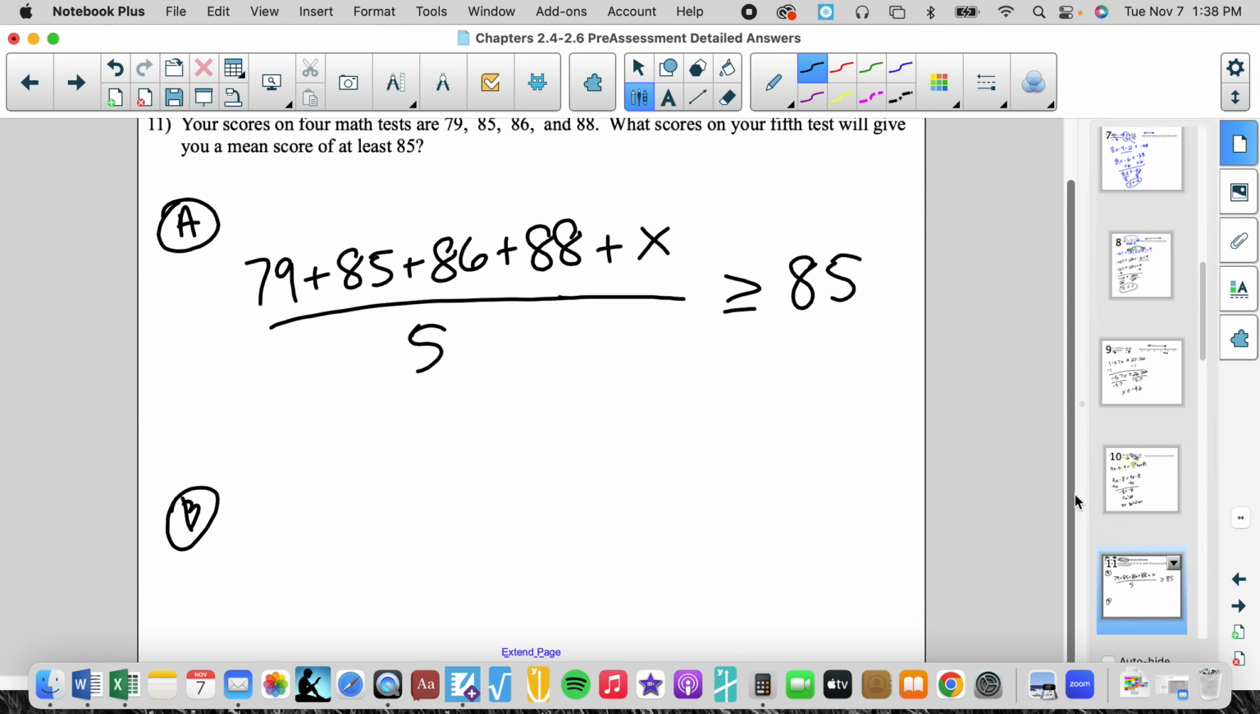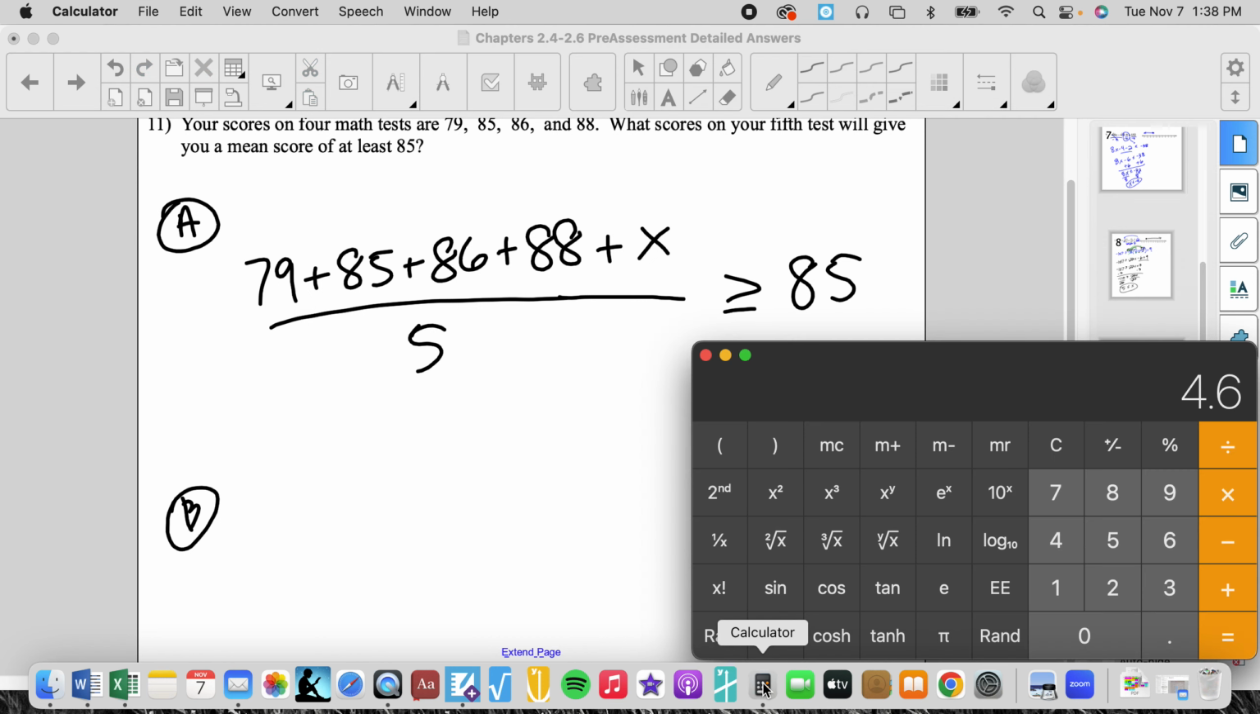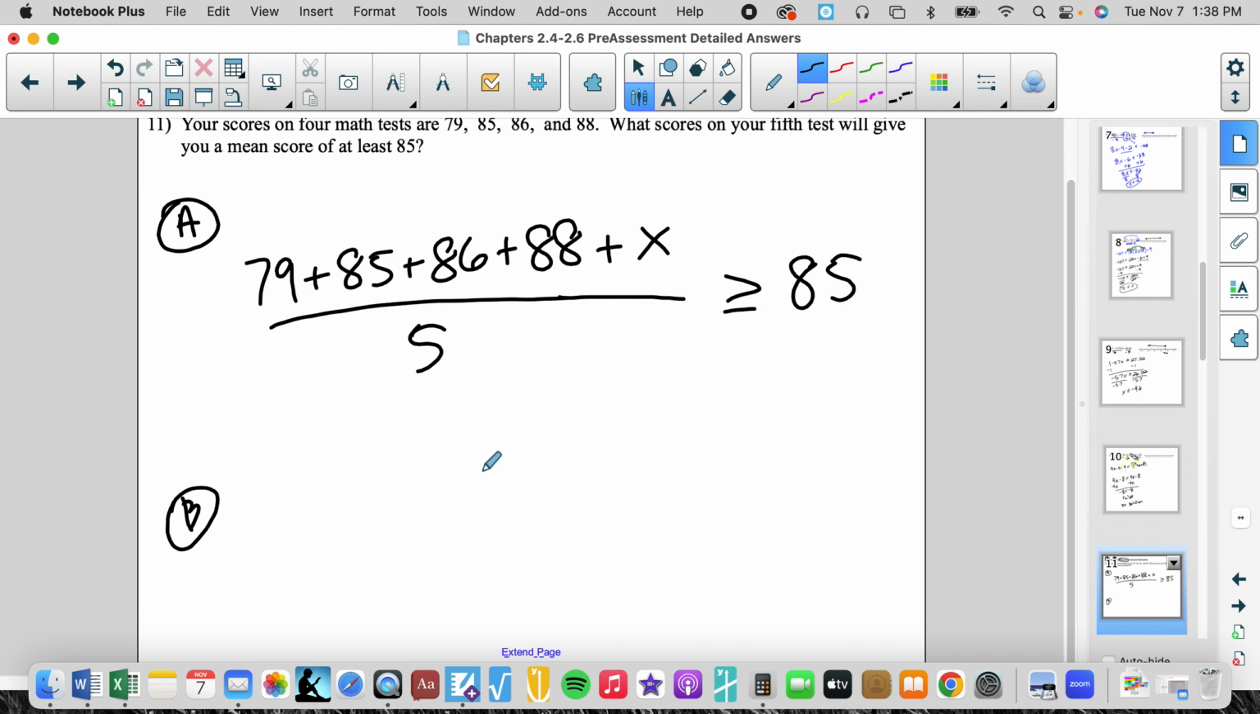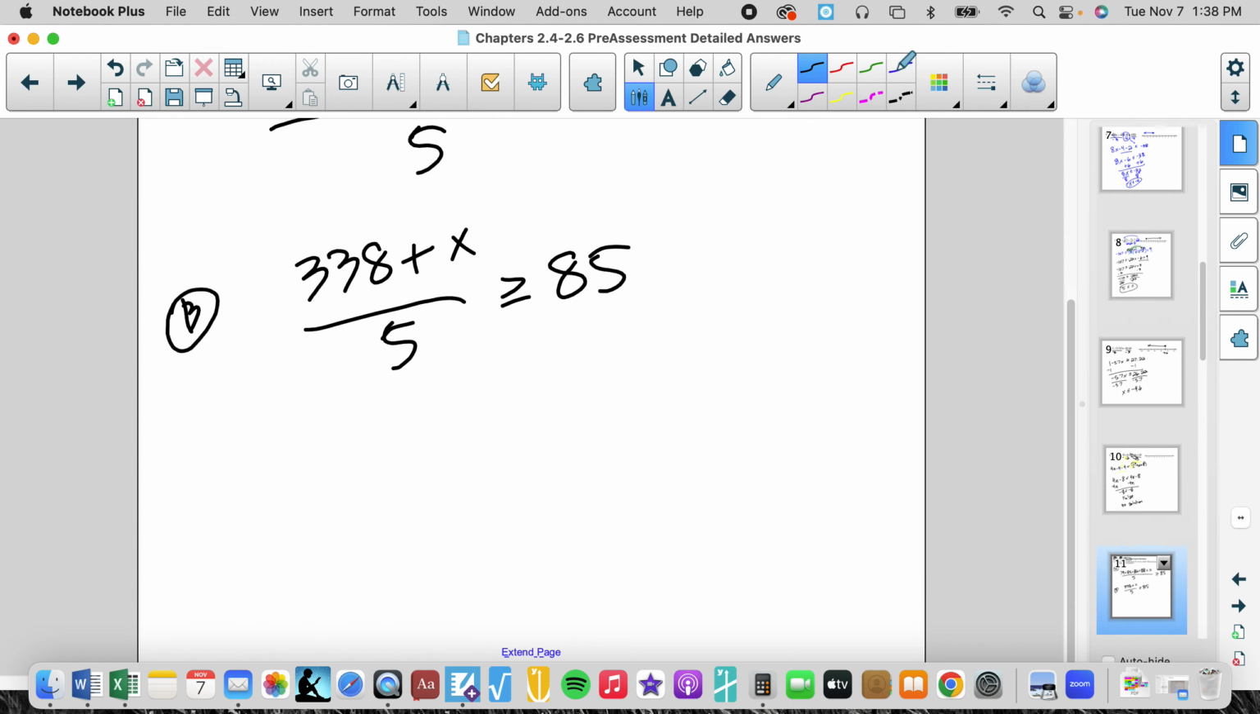So I'm going to add 79. Let's get my calculator. 79 plus 85 plus 86 plus 88 gives me 338. So 338 plus x over 5 must be greater than or equal to 85. So I'm going to multiply both sides by 5. I can't touch this stuff yet because it's in a vinculum. And a vinculum is a form of a grouping symbol. Very good.